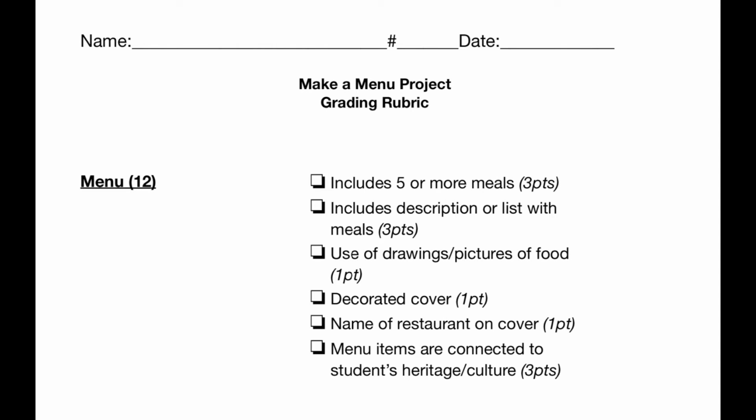So here's a grading rubric for this menu project. I split it up into different points. That's something you can do on your own. So for my project, they have to include 5 or more meals, and each meal needs a description or list of the ingredients. They have to include drawings and pictures of the food. They have to decorate the cover and put the name of their restaurant on the cover. And the menu items should connect to students' culture and heritage.